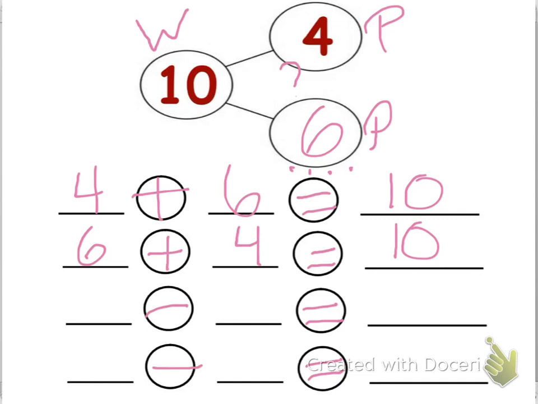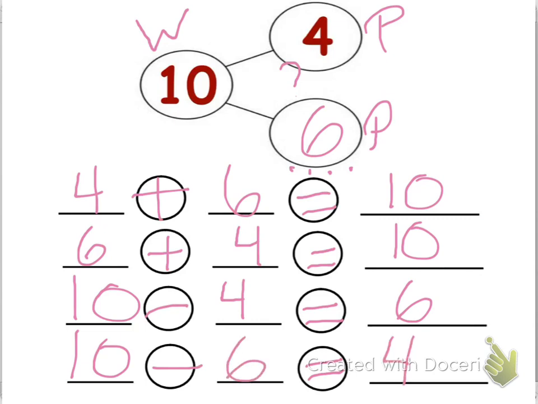Now we have to do subtraction. And remember, with subtraction, that whole has to be in front of the minus sign. So now we put our two parts. So 10 minus 4 equals 6. And now this next one, remember that whole has to be in front of the minus sign. 10 minus 6 equals 4.